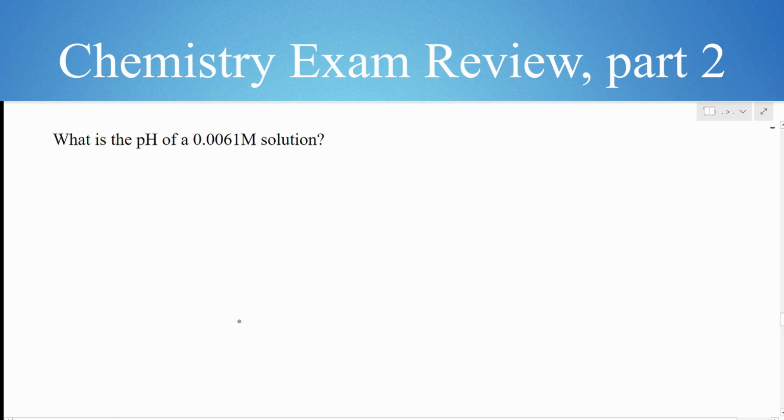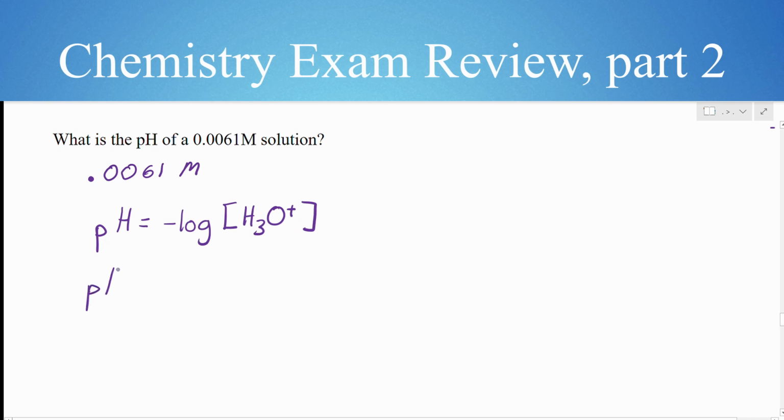What is the pH of a 0.0061 M solution? Okay, so the concentration is 0.0061 moles per liter. This is the molarity, or the concentration. Now, if we want to find pH, we know that pH is going to be equal to negative log of whatever that concentration is. In this case, we'll just write the hydronium ion in here. It'll just be the concentration. So if you see H+ or H3O+, you think of the acid and you think of concentration. The brackets indicate concentration.